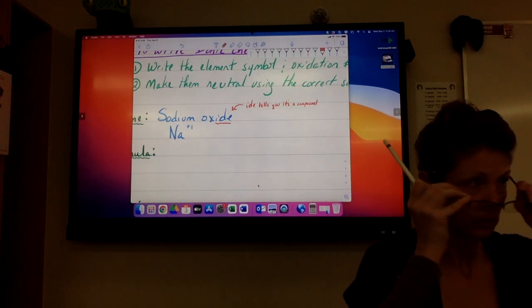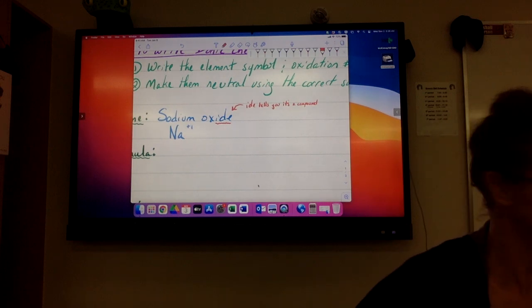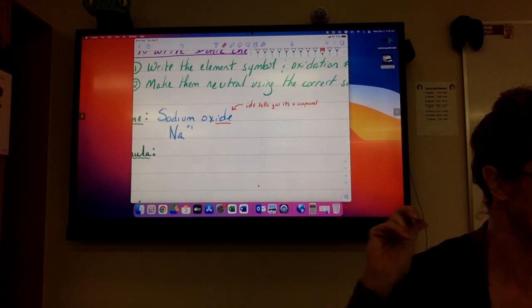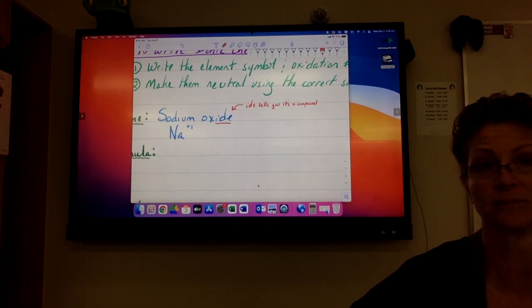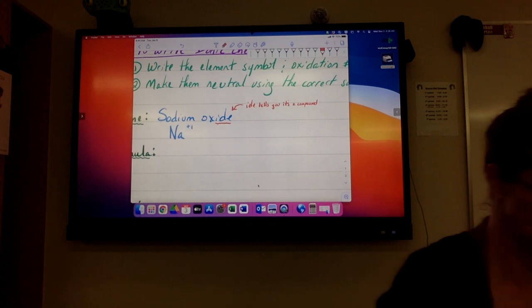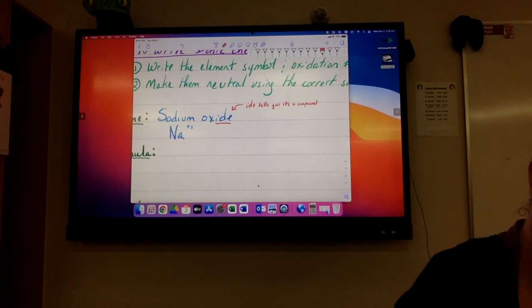All right. That goes for all of the compounds that you're going to be using. When it's changed to ide, or actually when the ending is changed at all, that means it's hooked together. It's almost always ide. We'll get to other ones later. All right, so it's not oxide, it's oxygen. So what is oxygen's oxidation number? Very good, -2.